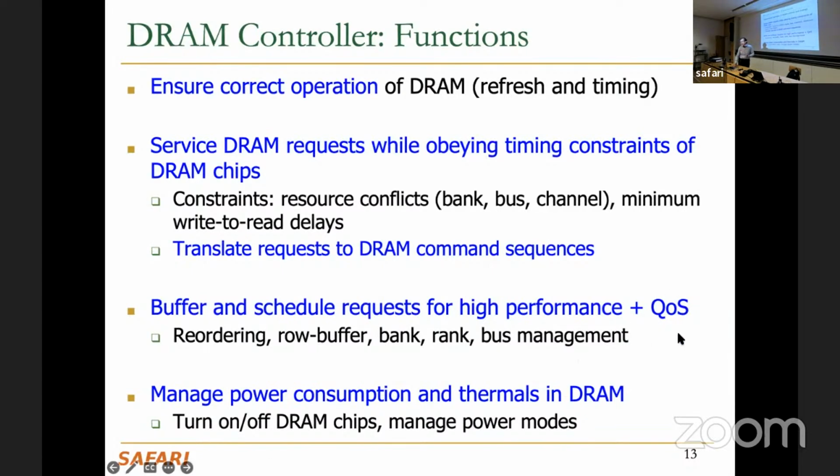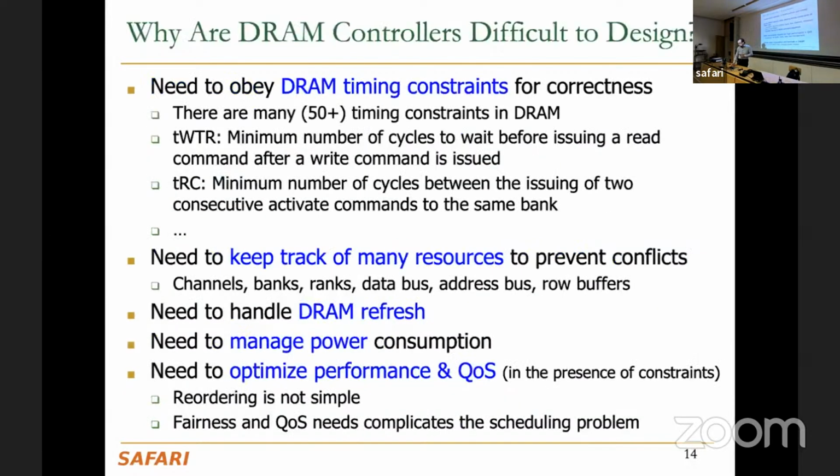And on top of this, you may need to provide quality of service, predictability, which is actually much more true today than in the past. And on top of this, you may need to manage power consumption and thermals in DRAM to make sure you're not running out of your power budget. So there's a lot. We're going to focus on performance first, not quality of service, but later works cover that.